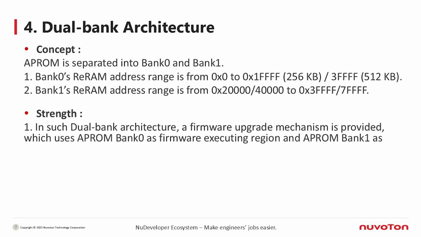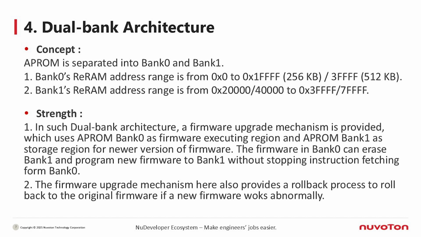0x3FFFF. In such dual bank architecture, a firmware upgrade mechanism is provided, which uses APROM Bank 0 as firmware executing region and APROM Bank 1 as storage region for newer version of firmware. The firmware in Bank 0 can erase Bank 1 and program new firmware to Bank 1 without stopping instruction fetching from Bank 0. The firmware upgrade mechanism here also provides a rollback process to roll back to the original firmware if a new firmware works abnormally. Such mechanism ensures the firmware is safe to update in any circumstance.